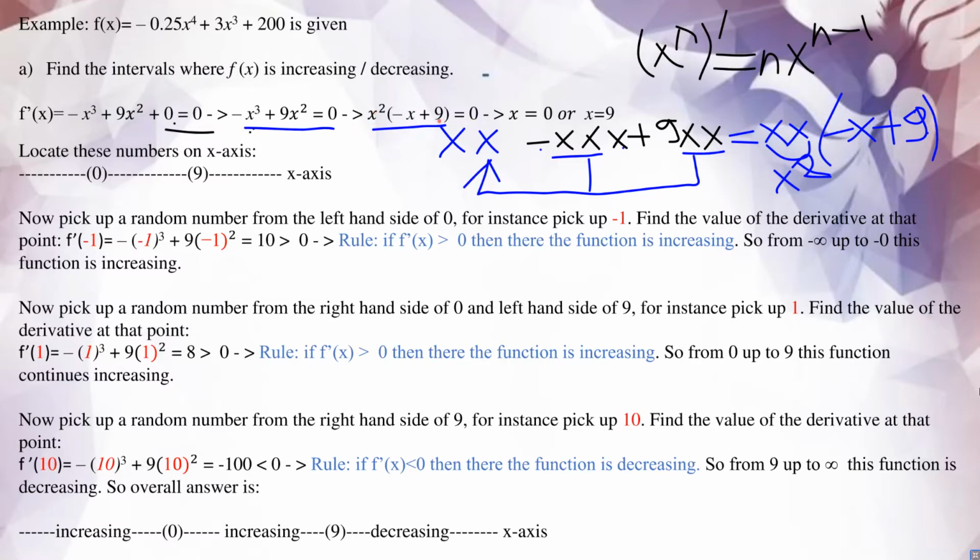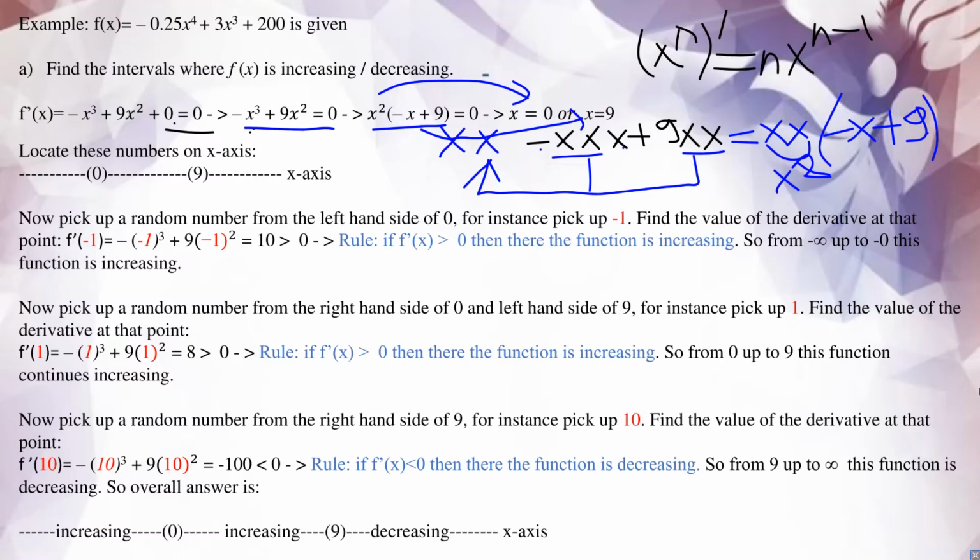I have multiplication of 2 things: I multiply x squared with -x plus 9, and the answer is 0. Look, if you multiply 2 things and the answer is 0, one of them should be 0. Either x squared should be 0, which means x is 0, or -x plus 9 is 0, which means x is 9. So I found what makes my derivative 0. It's either 0 or 9.